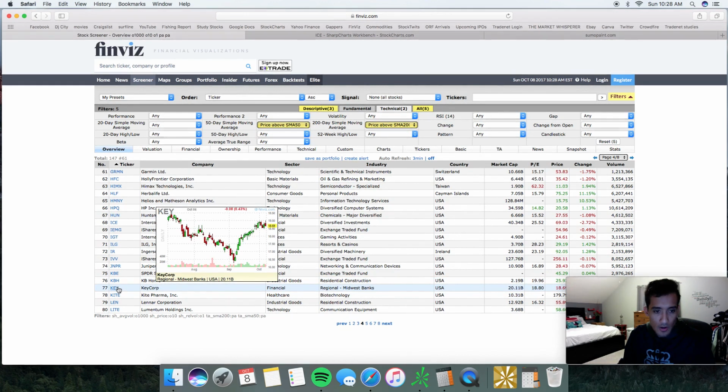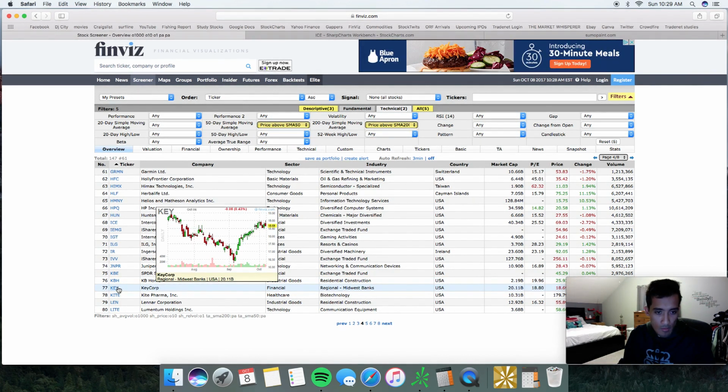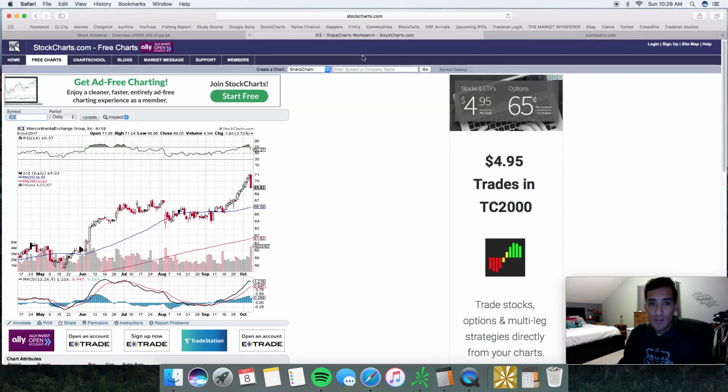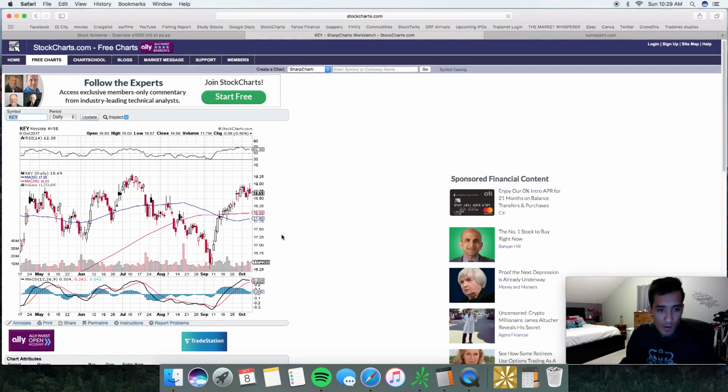KEY looks good over 19. Probably take a couple of days. I'm going to write that down though. KEY over 19. So up move, as you can see, up move, sideways consolidation. Had a red day on Friday, but you can see it's getting rejected multiple times right at that $19 mark. Oh, actually, you know what? I don't like it. Good thing I looked at it.